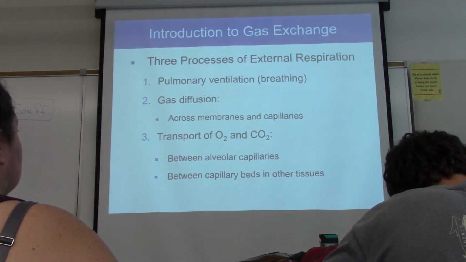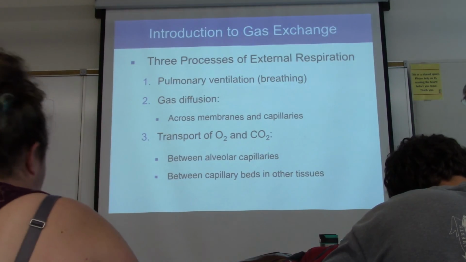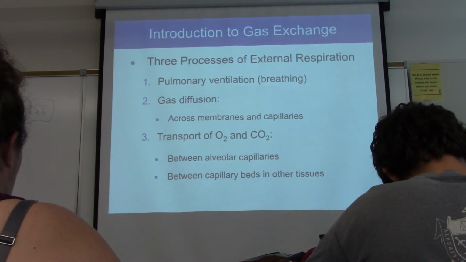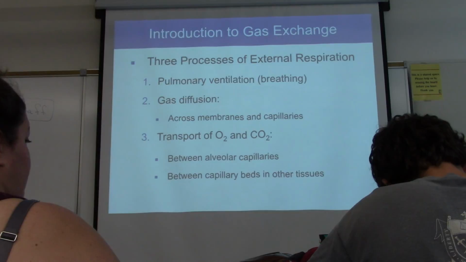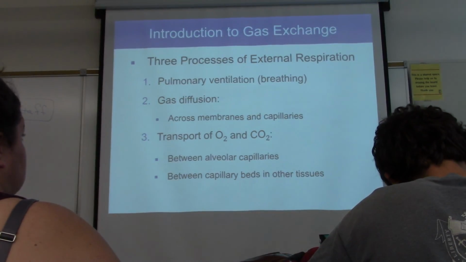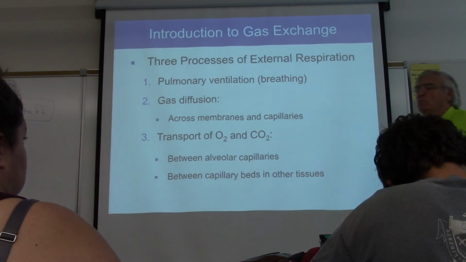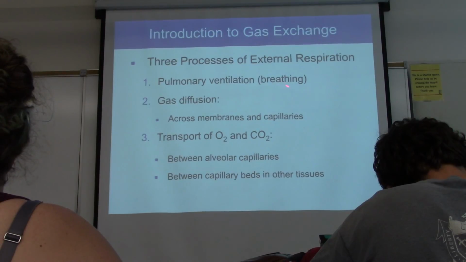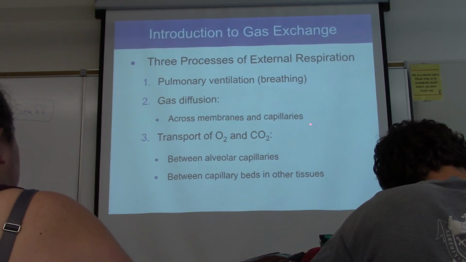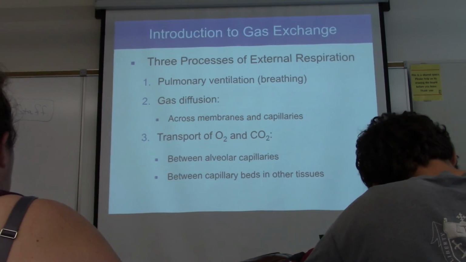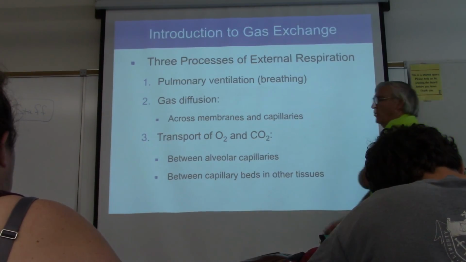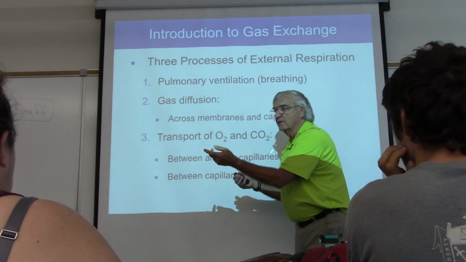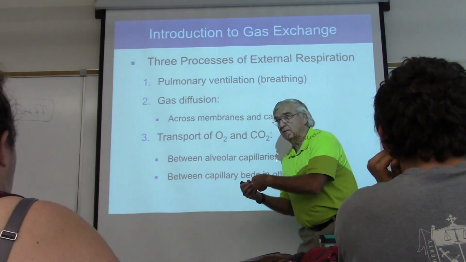So, three parts of the external respiration process that I just kind of answered for you there. There's pulmonary ventilation. Pulmonary ventilation is breathing. Okay? In other words, the act of breathing is ventilation. We're going to go into this in more detail too. But that's pulmonary ventilation. Then there's also this gas diffusion that's going to take place across those membranes. And then we're going to have to find a way to transport the oxygen out and transport the carbon dioxide back. Okay?